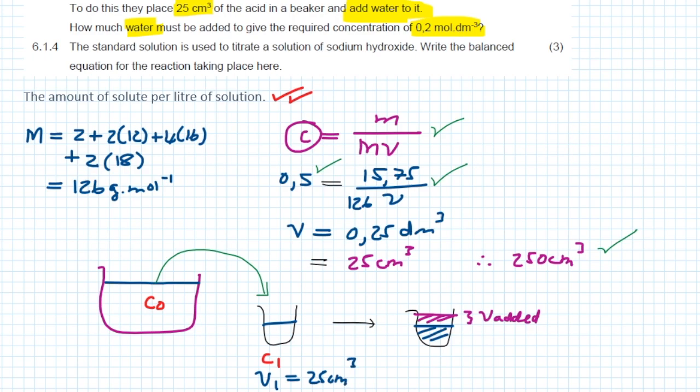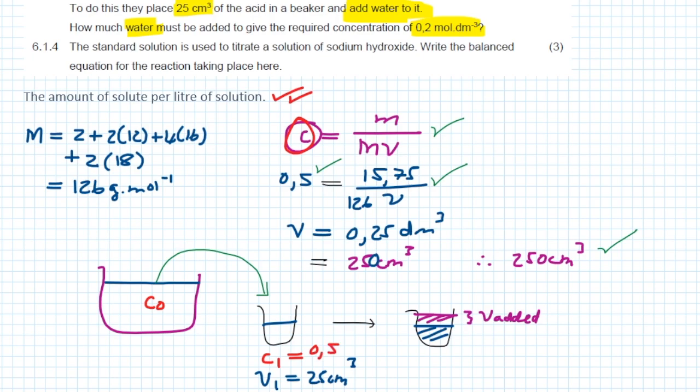Sorry, I see in the previous question I made a mistake. This should be 250 centimeters cubed. That was a mistake. I do apologize. 0.25 decimeters cubed is the same as 250 centimeters cubed. So concentration in 1, we know in the first case the concentration is the same as here. It is 0.5 mole per decimeters cubed.